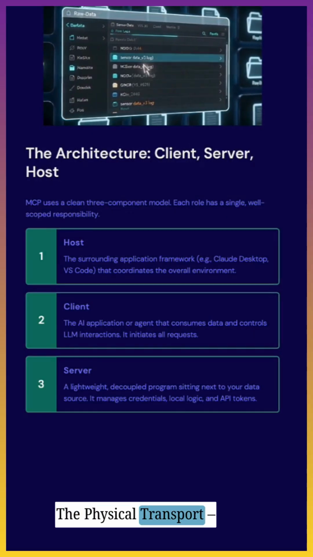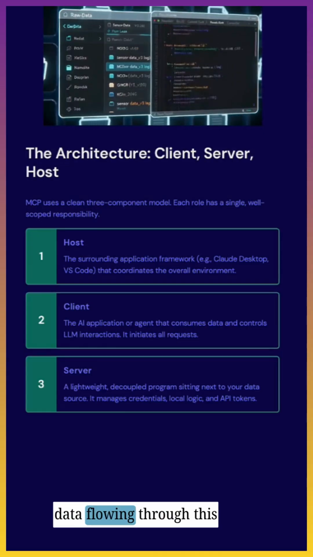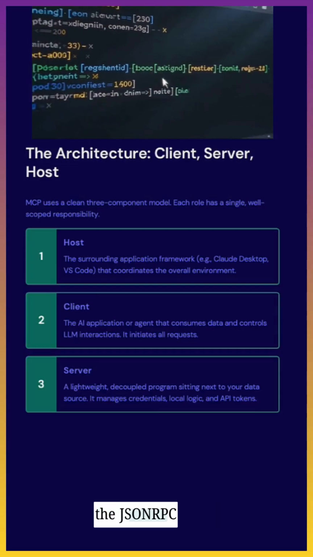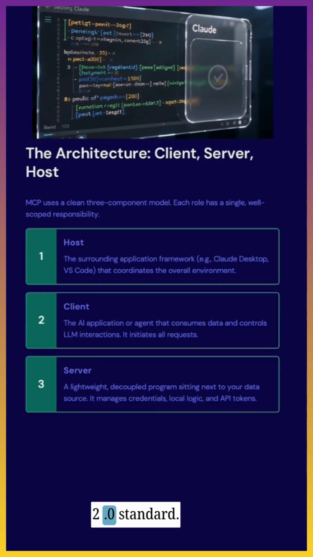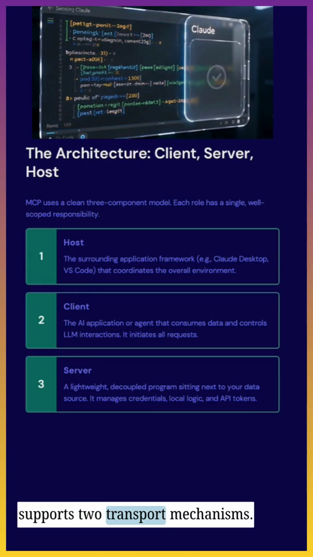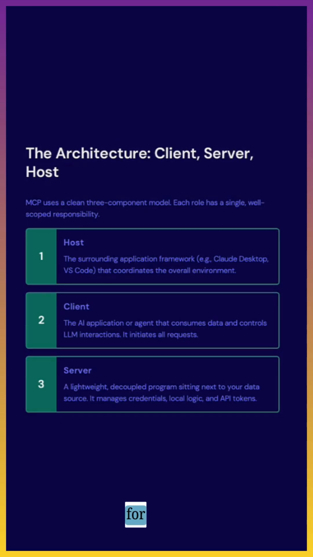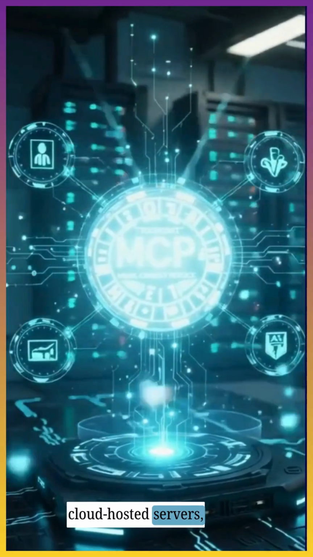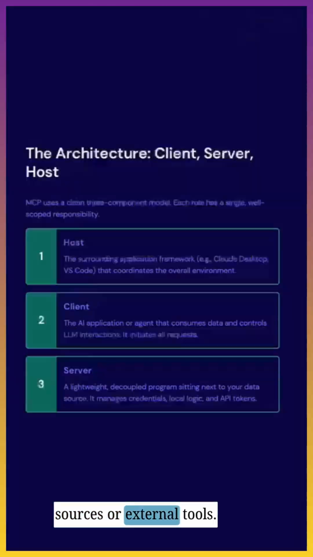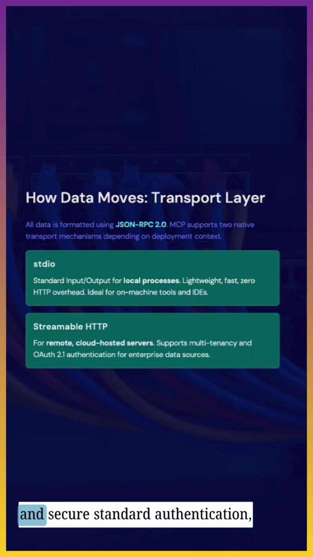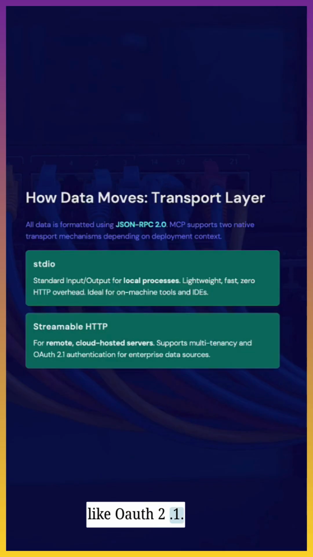2. The physical transport, how data moves. The data flowing through this pipe is strictly formatted using the JSON-RPC 2.0 standard. The protocol natively supports two transport mechanisms. Standard input/output, STDIO, used for local processes running directly on the user's machine. It is highly lightweight, fast, isolated, and requires no HTTP overhead. Streamable HTTP, used for remote cloud-hosted servers, such as enterprise data sources or external tools. It supports multi-tenancy and secure standard authentication like OAuth 2.1.